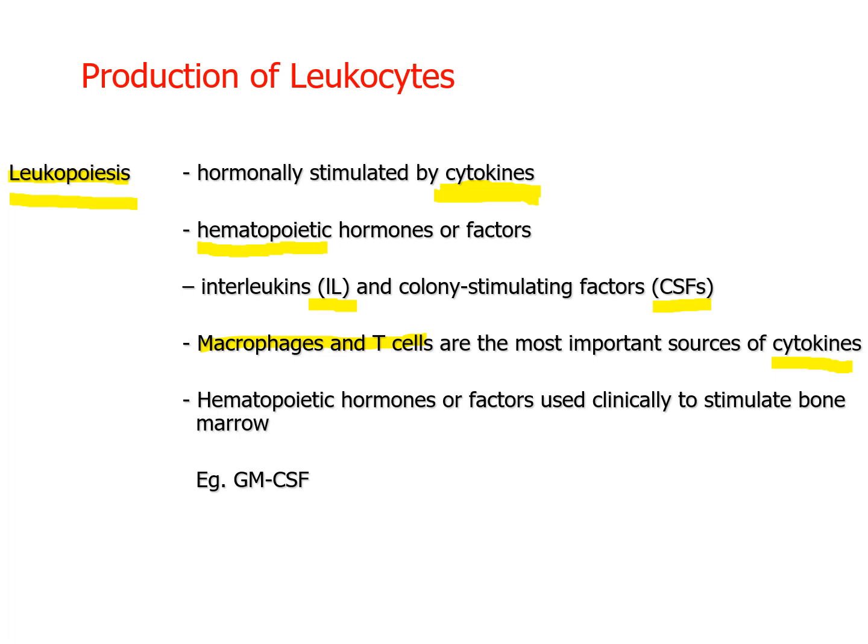These hematopoietic signals, hormones, or factors, many of them have been cloned and are produced as recombinant proteins and are used clinically to help stimulate bone marrow production. An example of that would be granulocyte macrophage colony stimulating factor, which helps support the granulocyte monocyte lineage of cell production of those cells.